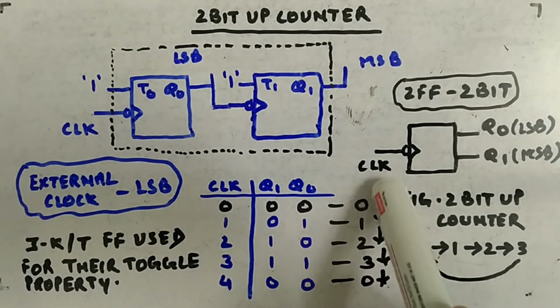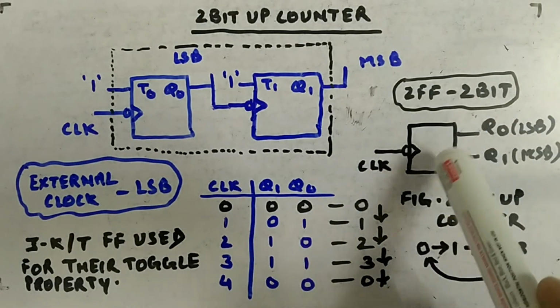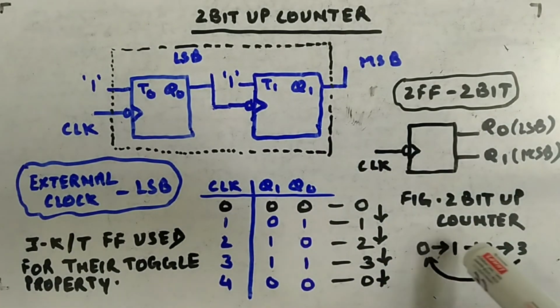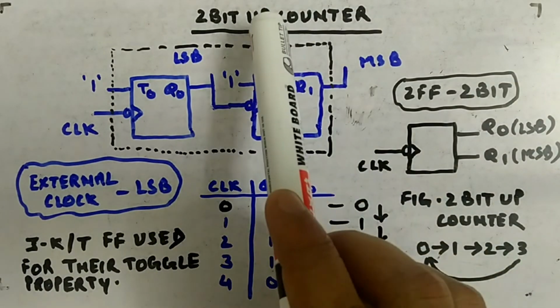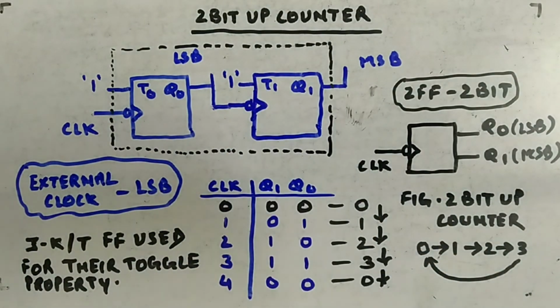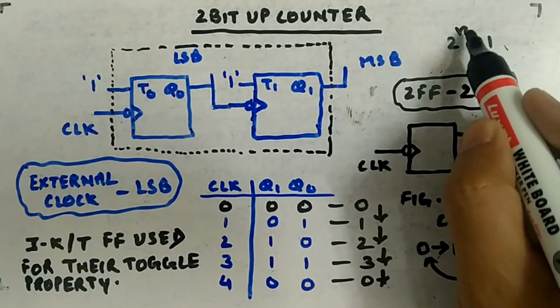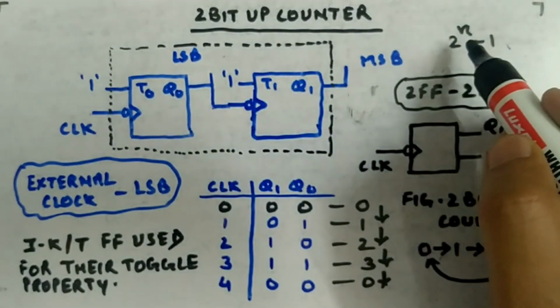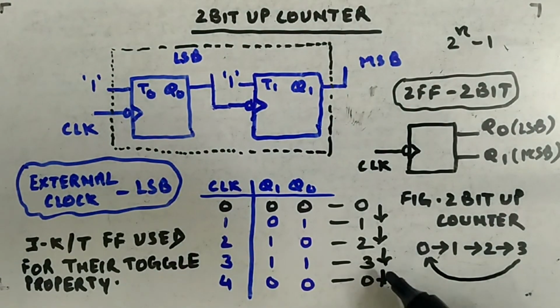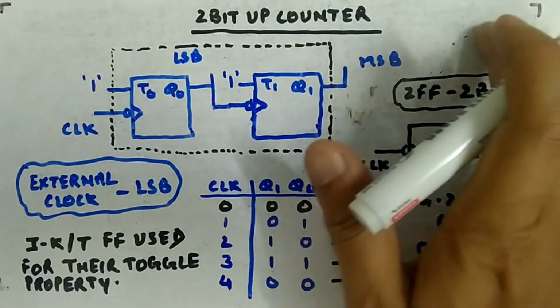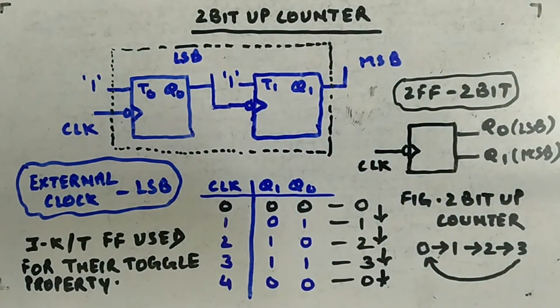So as long as the clock keeps coming to the input, the output will be like 0, 1, 2, 3, 0, 1, 2, 3, 0, 1, 2, 3. So you can see it is a 2-bit up counter. And you can see the maximum count is 2 to the power n minus 1. Here n is 2, so 2 to the power 2 is 4, 4 minus 1 is 3. That's what you are getting as the maximum count. We will see other properties as well. I hope you are getting the feel.